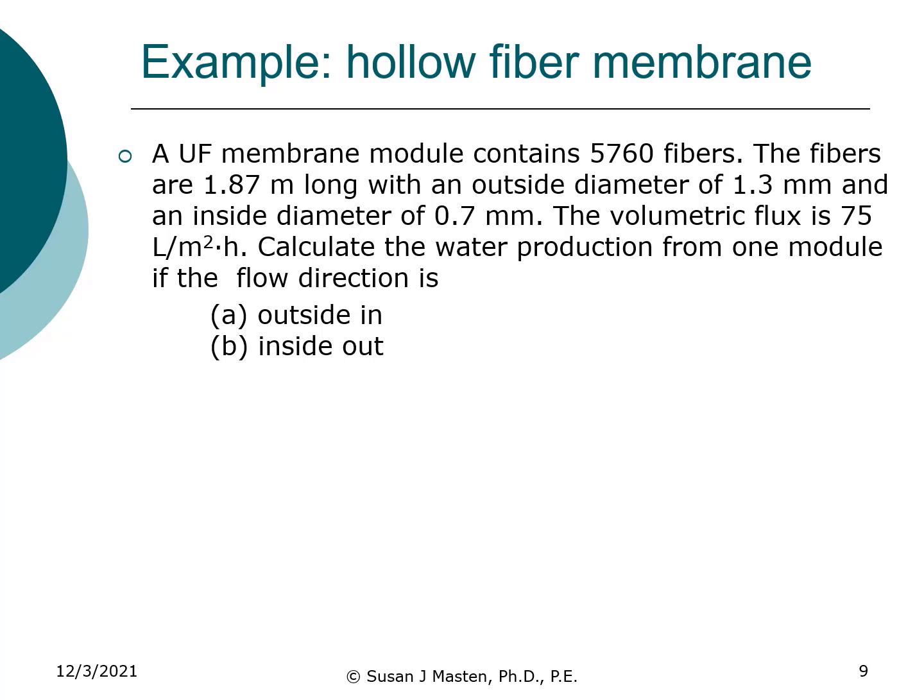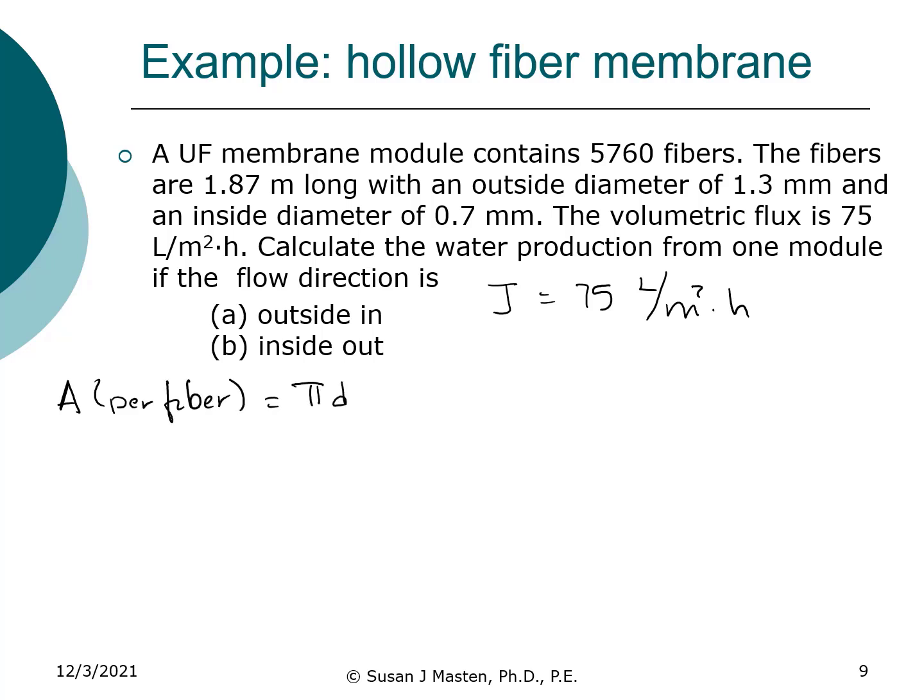So let's look at an example problem where we have an ultrafiltration membrane. It contains 5,760 fibers. So think of those long spaghetti-like fibers that you saw in the previous image. The fibers are 1.87 meters long with an outside diameter of 1.3 millimeters and an inside diameter of 0.7 millimeters. And you're told that the volumetric flux is 75 liters per meter squared per hour. You're asked to calculate the water production from one module if the direction of flow is outside-in or then later inside-out.